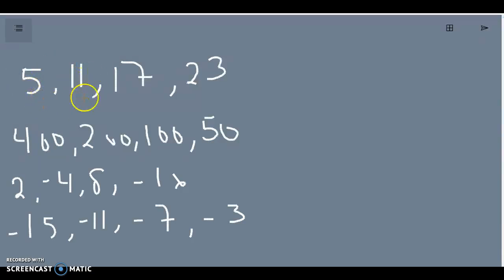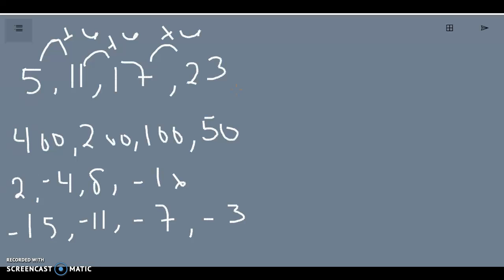We have 5, 11, 17, and 23. So it looks like I'm adding 6 and adding 6. So I'm adding 6 to the previous term. So the next two terms would be, if I add 6, 29 and 35.